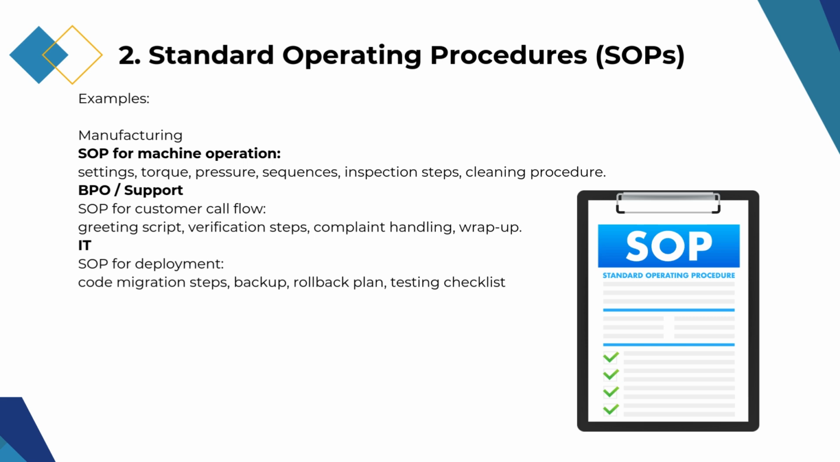In manufacturing, SOPs guide machine operations. In BPO support, they standardize customer call handling. And in IT, they define deployment steps like backup, rollback, and testing. These examples show how SOPs ensure consistent and error-free execution across different areas.